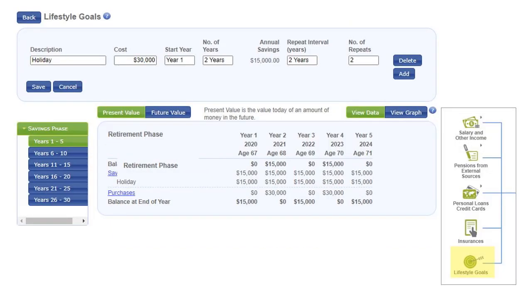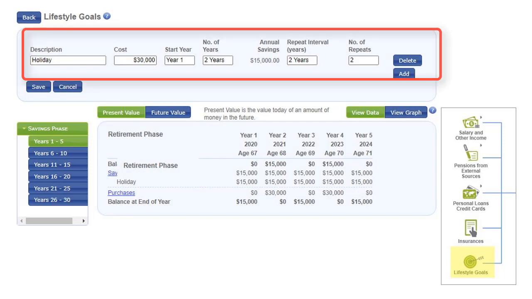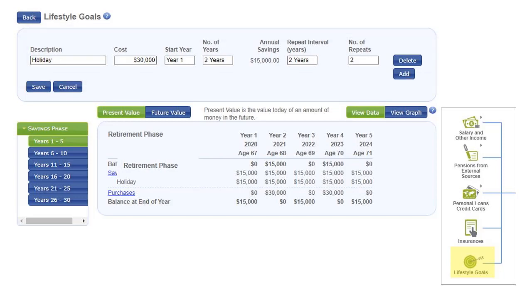With this plan, John has decided that for the first 6 years of retirement, he wants to have an overseas holiday costing $30,000 every second year. Thus, he is allocating $15,000 of his retirement income each year to save for this holiday.